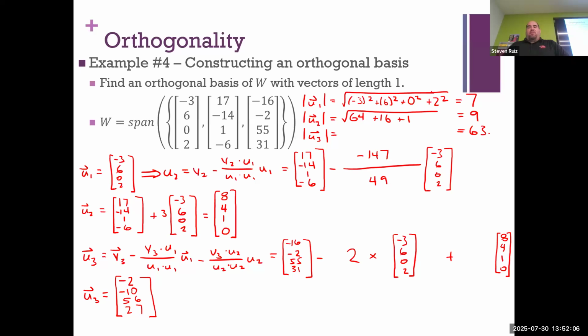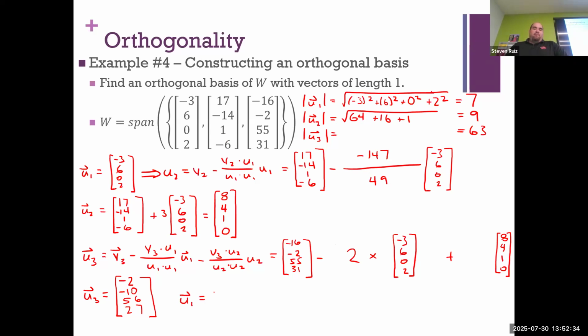So clearly I don't have what I want, because all these vectors are longer than 1. But can I replace U1, U2, and U3 with vectors that are 1 unit long? How would I do that? So right now, U1 is 7 units long. I could basically divide all these vectors by their own length.